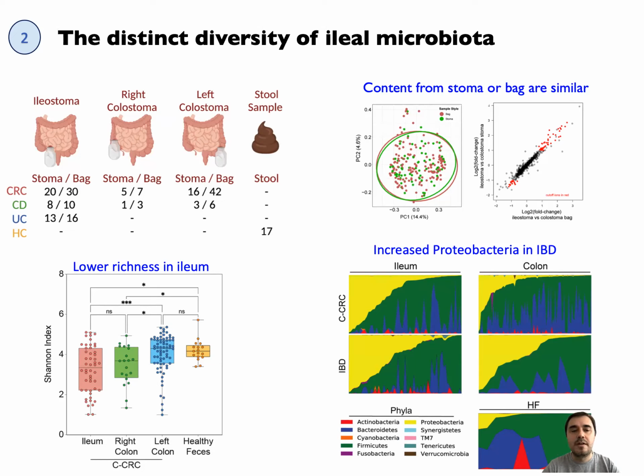And when we compare, we see that the ileal microbiota, as we were expecting, is lower in richness than the colon left and right compartments, and lower than the feces. And as we expect, the proteobacteria are higher in the ileum compared to the colon, and this is also true for IBD. But as we know, in IBD the proteobacteria are even higher in the ileum compared to the colorectal cancer patients.